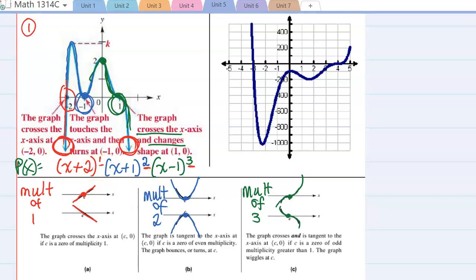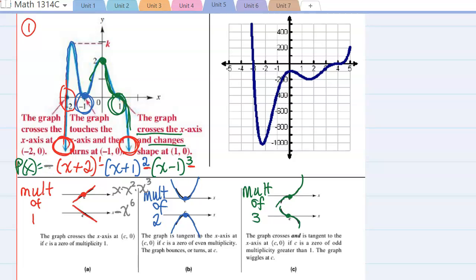We can think of that as x to the 1 power times x squared, that's for the blue one, times x cubed, that's for the green one, and we get x to the 6, which is even, which our end behavior said, but we need a negative leading coefficient. So I'm going to put a negative right here.